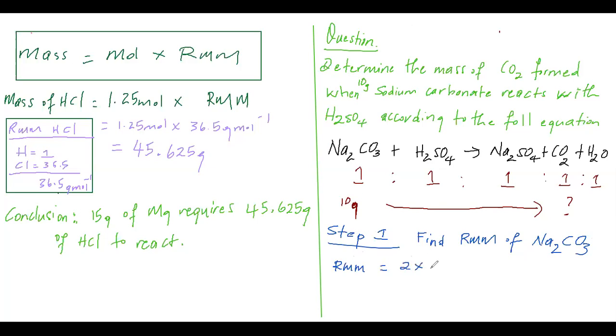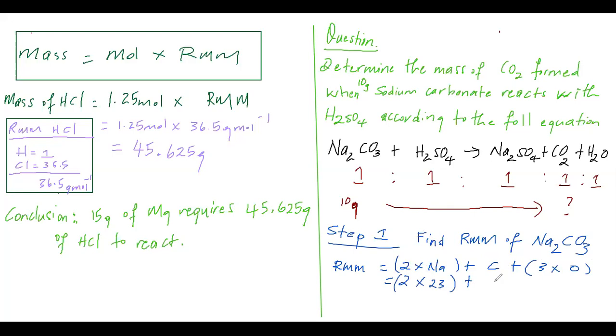So we have 2 sodiums, plus 1 carbon plus 3 oxygens. So we just need to put in the values for each one. So what is the RMM of sodium? 1 sodium. I told you if you're doing the mole concept, you have to have a periodic table that you're working with. So what is the value for the RMM of sodium? It's 23. All right, so we have 2 times 23.